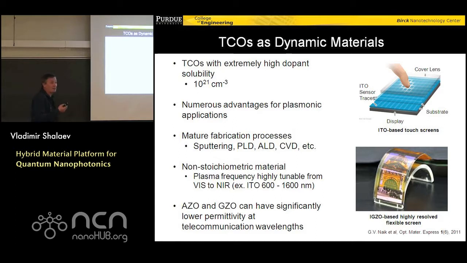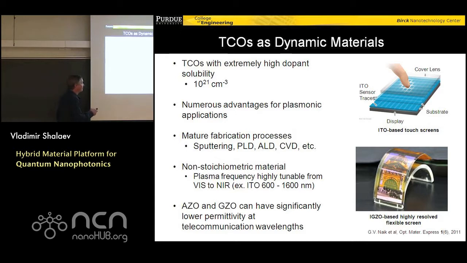So again, this is a material which was not used until recently for plasmonics, but was used for other purposes, and now people pursue it for plasmonic applications. So it's a dynamic material. You could have high doping because of high solubility, as I pointed out. There are material fabrication processes already used, like sputtering, PLD, ALD, CVD, all this. It's existing technology. As I pointed out, this material is already used, for example, in displays.